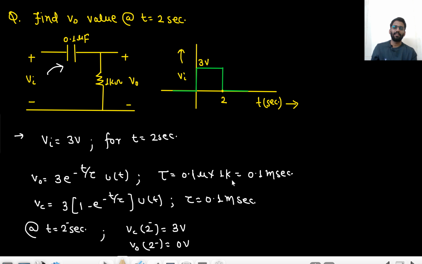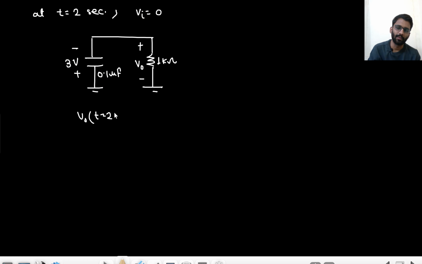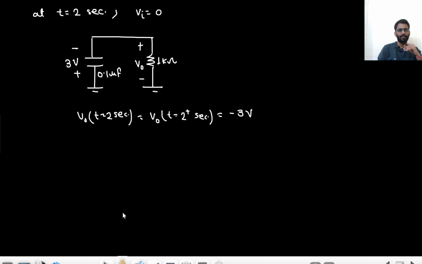Now they are asking what is the value of V naught at t equals 2 seconds. That means at 2 plus. So what is the value of V naught at 2 plus seconds? What will be the voltage? It will be minus 3 volt. Are you getting my point? Did you get my point or not?